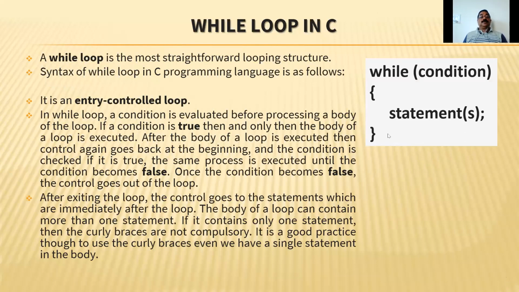So this is the first loop in C, the while loop. A while loop is the most straightforward looping structure, a very important and very easy statement. The syntax which we have given here: this is a while. We know that while is a keyword in C language. You can see that after the while there is a parenthesis, and you have to place the condition here.